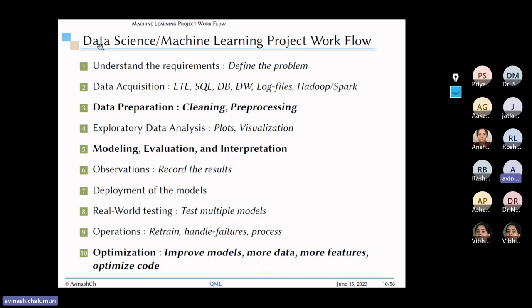So now let us look at any machine learning or data science project workflow. These are the steps that almost all problems in industry, or even problems that we solve in real time, will use. Coming to the first step, you need to understand the requirements very carefully, because you should define the problem very carefully so that it actually reflects the main solution.